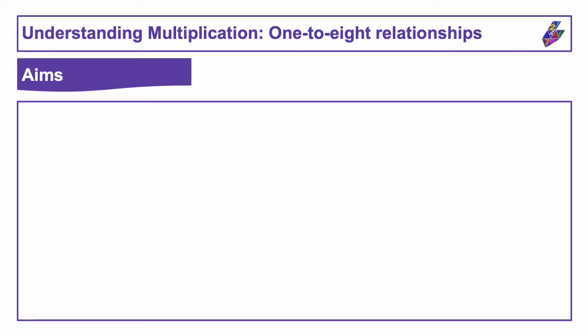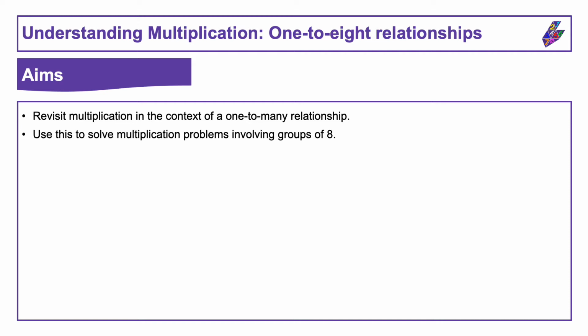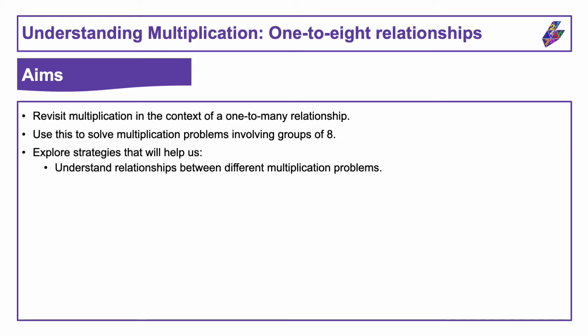The aims of this video will be to revisit multiplication in the context of a one-to-many relationship, use this to solve multiplication problems involving groups of 8, and explore strategies that will help us understand relationships between different multiplication problems and solve multiplication problems more efficiently.